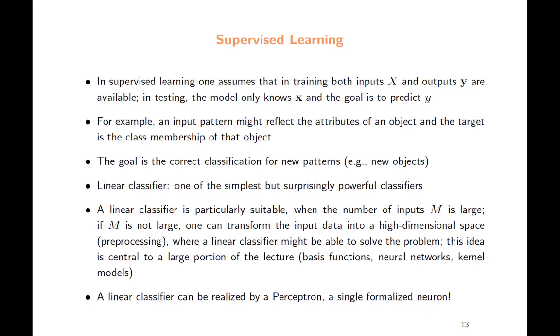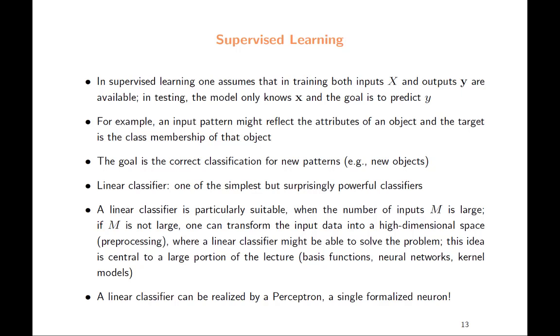So in supervised learning, which we are concerned about today, one assumes that in training, both the inputs and the outputs are available, and in testing, the model only knows X, and the goal is to predict Y. Of course, in real testing, we know the Y. We just took out some data from the data we had as test data, but in the use of the model, we don't have Y. We have only the patterns, and the system needs to decide on the zip code, so nobody tells it it's a zip code.